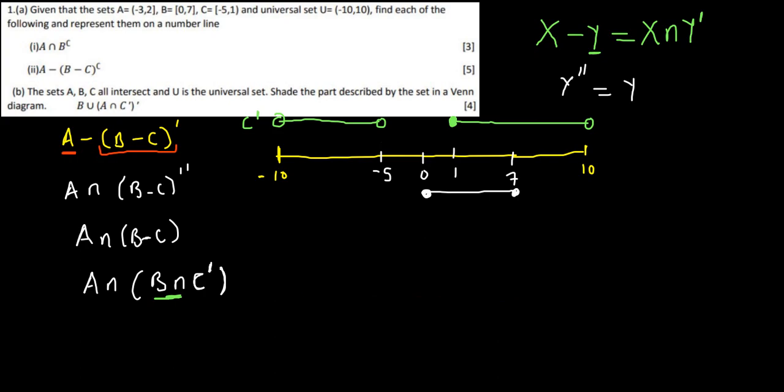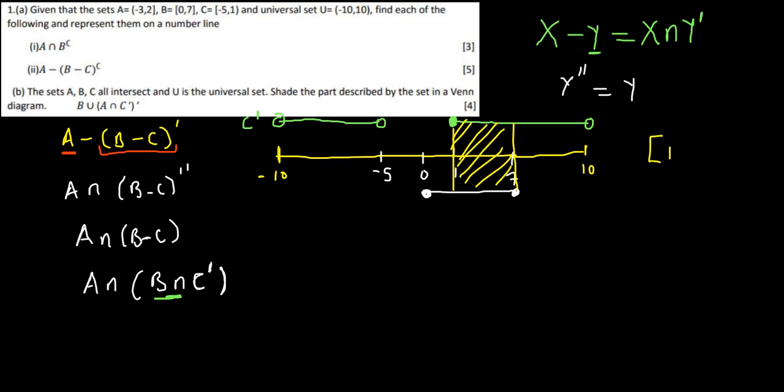So we want where these two sets are intersecting. Where are they intersecting? You can see from 1 up to 7 they are intersecting. So the intersection of B and C complement is 1 up to 7. 1 is part of the set B. It's also part of the set C complement. So it is part of both. 7 is also part of both. Okay. So the meaning of that is that it is like this.